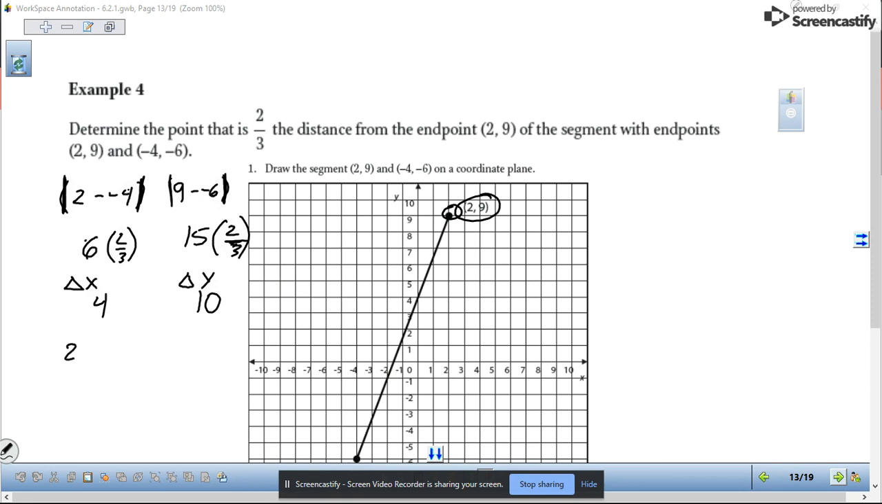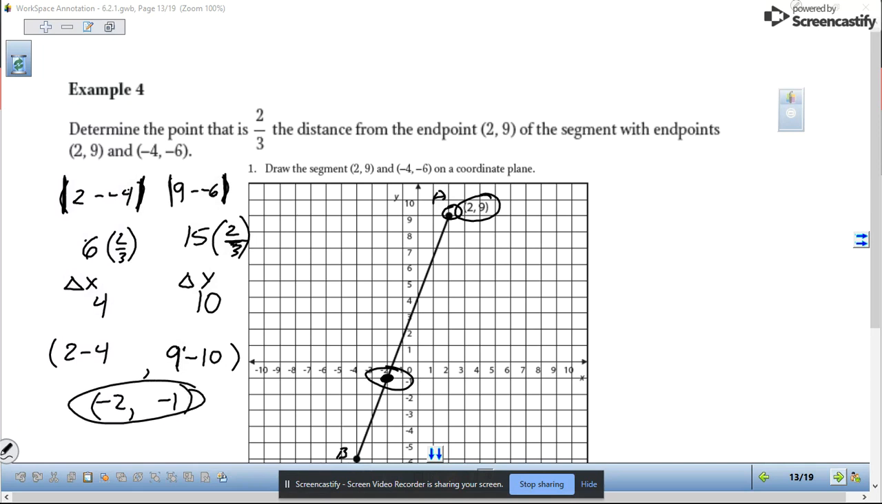So I'm going to do 2 minus 4. And I'm going to do 9 minus 10, okay? And what that should do is give me my point. So that's going to be -2 and -1. So -2, -1, right here, okay? That is my point along the directed line segment that is exactly 2/3 of the distance from point A, which I'll call it, to point B. Final answer.